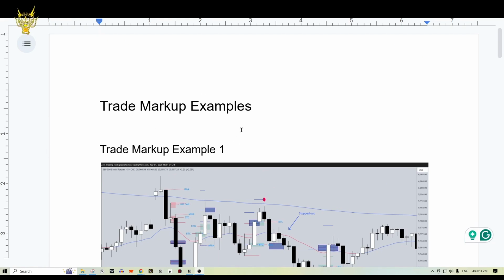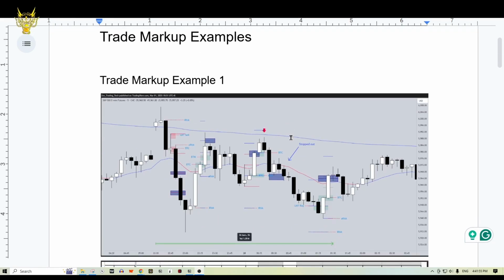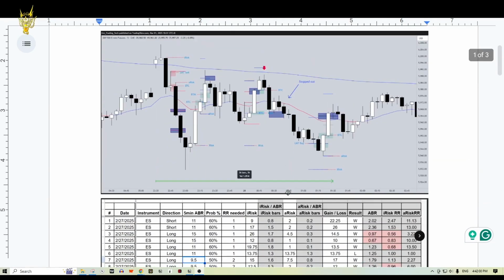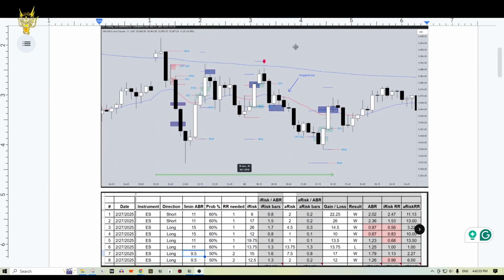I'm using this document, which you can see, which is called Trade Markup Examples. Here's 1, here's 2, and here's 3. What you're going to notice is there's a chart. I've marked up trades, long and short. I've marked up exits. I've also put where my stop location is, and I've got my fib tool to put measured moves on there. I then take data from here and I put it into a little spreadsheet, and then I screenshot it and put it into a Google Doc.